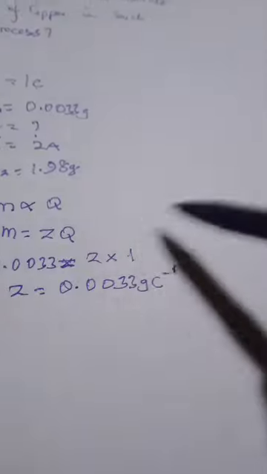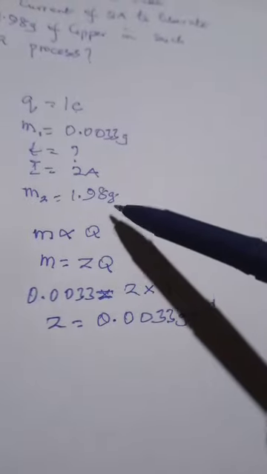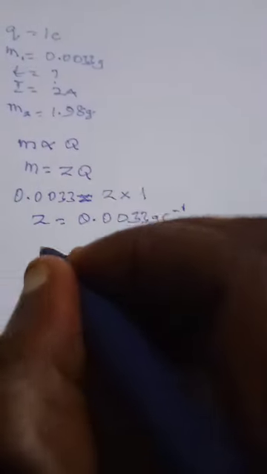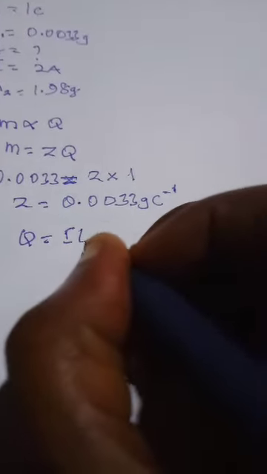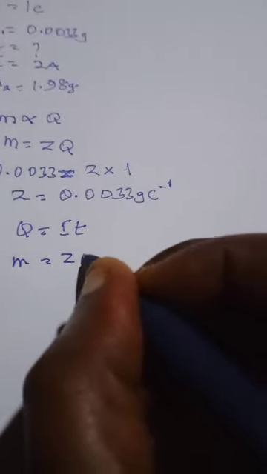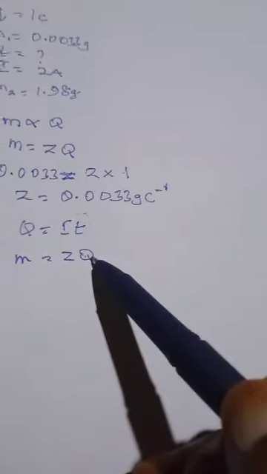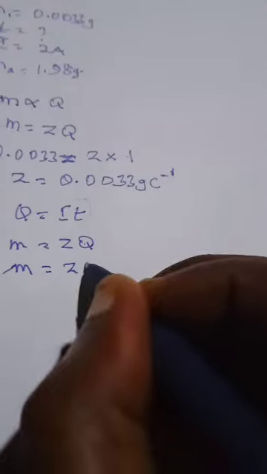Now, they are asking you that if a current flows, depositing this amount of copper, what time will it take? Then you must understand that the quantity of charge flowing is equal to the current flowing multiplied by time. So from here, we will say M equals ZQ. Instead of putting Q here, we can replace Q with IT because Q is the same thing as IT. So your M now will give you ZIT. Because here we said Q and IT are the same.